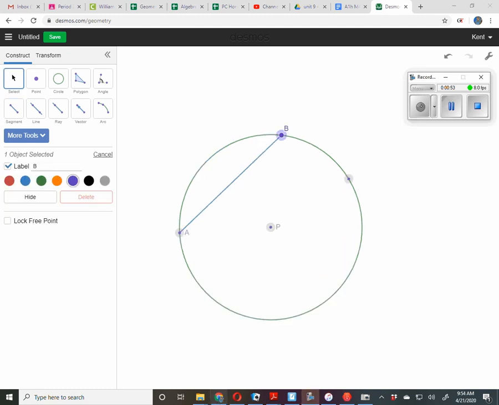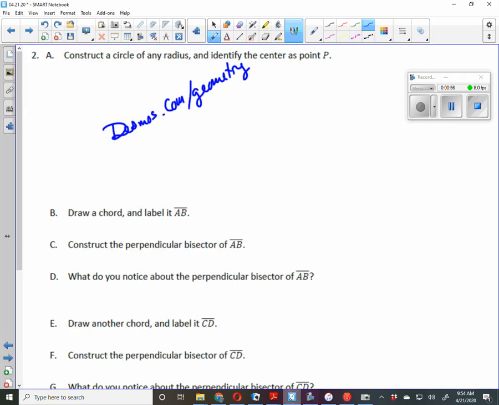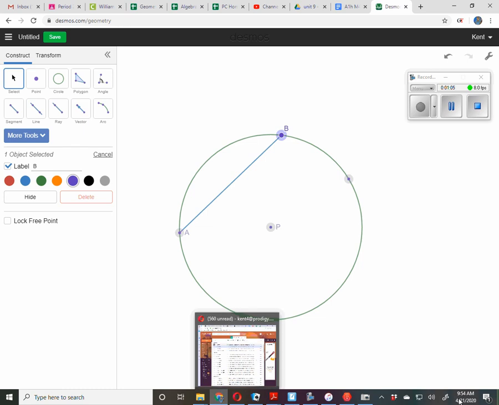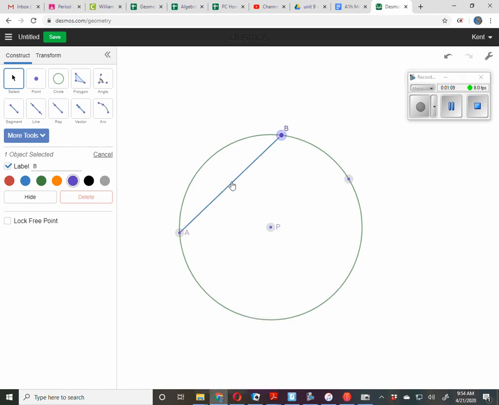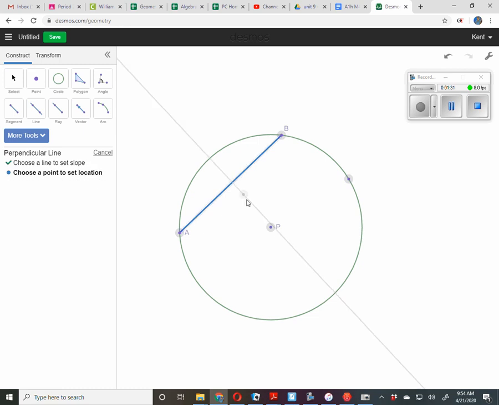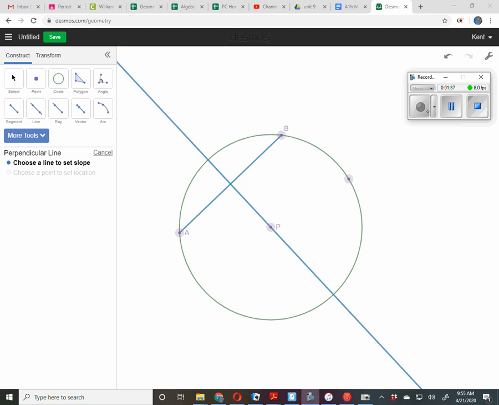Okay, then next they're asking us to construct a perpendicular bisector of AB. So let's go back. And if I select more tools, perpendicular line, and we want to choose a line and a point that it's going through. And they're asking us, what do we notice?